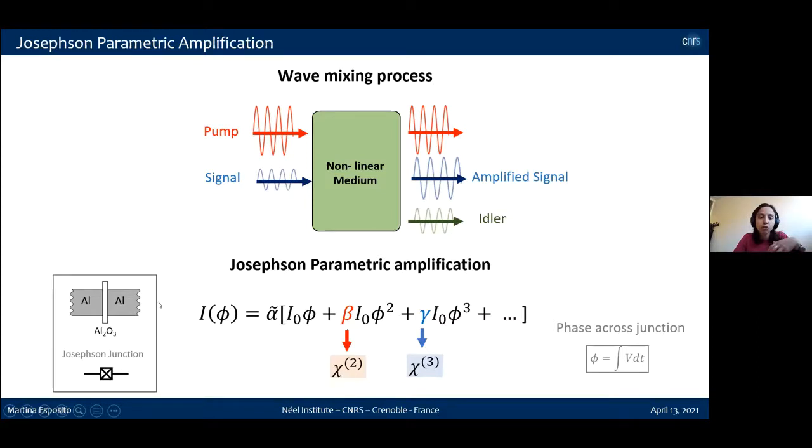And the nonlinearity can be expressed looking at the current phase relation, where the current through the junction can be expressed as a nonlinear function of the phase across the junction. In particular, you have two main nonlinear terms, beta and gamma, which correspond in the language of nonlinear optics to the chi2 and chi3 susceptibility. And these are the nonlinearities that we want to use in order to achieve amplification using these Josephson junctions.